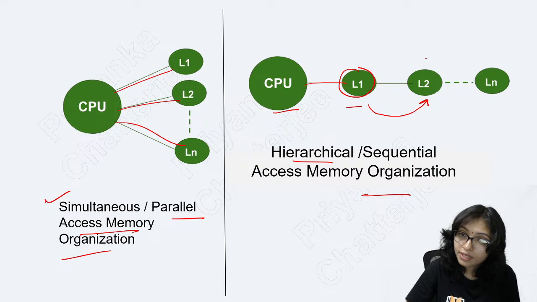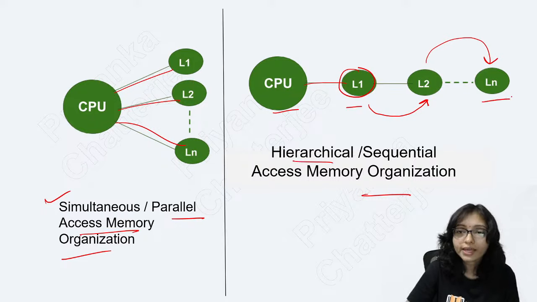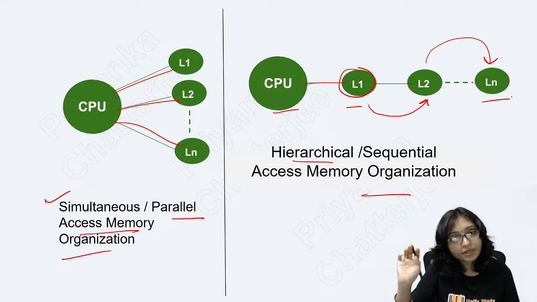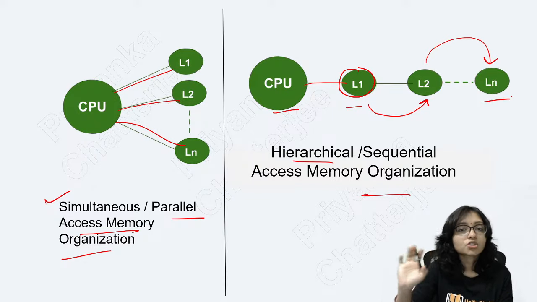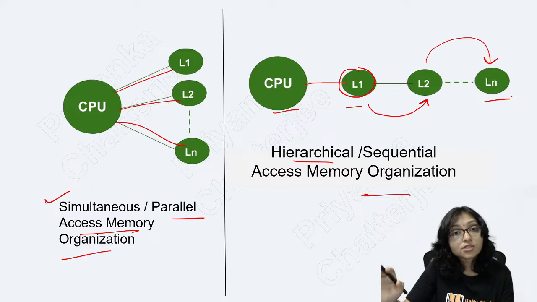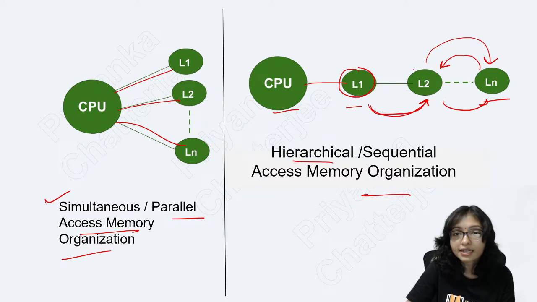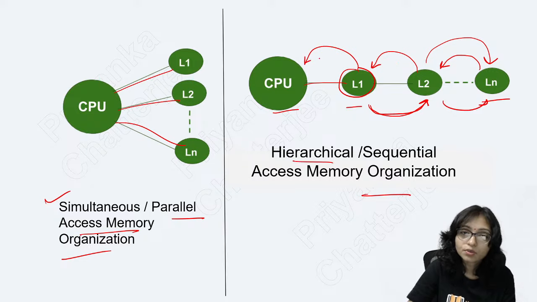If it is not available, then only it will go to L2. Otherwise it is not going. So that's why here the access time depends on multiple levels. You are going here, then going here, after that it is sending data here, then it is sending data here. So definitely access time will be more, then ultimately the CPU is getting it.